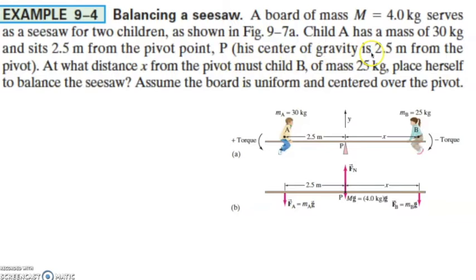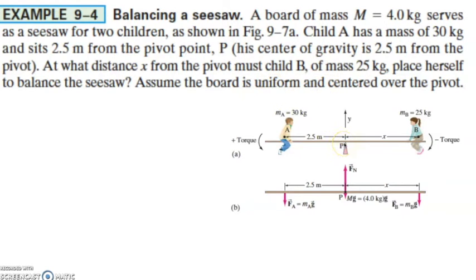His center of gravity is 2.5 meters from the pivot. Okay, that's what that means. At what distance x from the pivot must child B of mass 25 kilograms place herself to balance the seesaw? We're going to assume that everything's uniform and centered over the pivot.